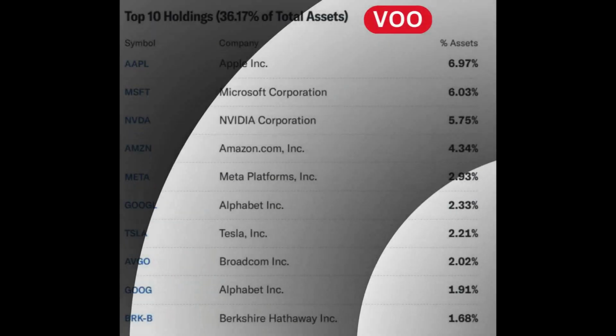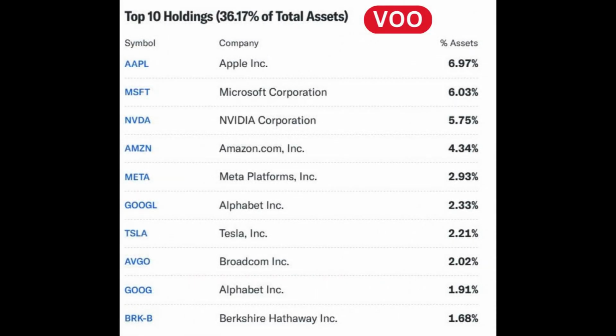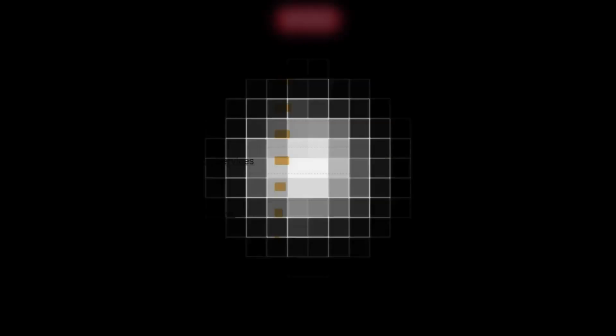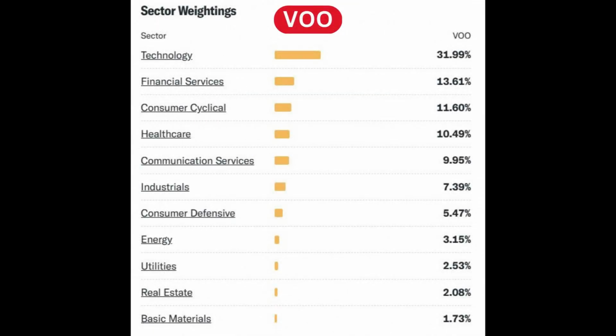VOO's top 10 holdings account for 36.17% of total assets and include giants like Apple, Microsoft, Nvidia, Amazon, Meta, and others seen here. VOO offers broad diversification across all sectors, but with over 30% weighted in technology, followed by financials, consumer cyclical, healthcare, and others seen here.